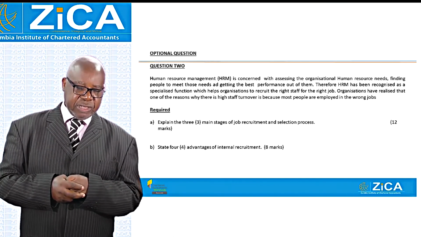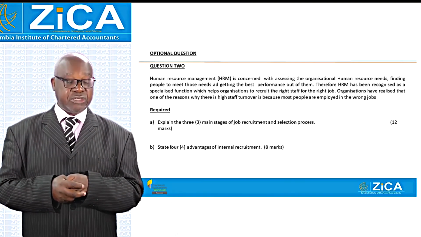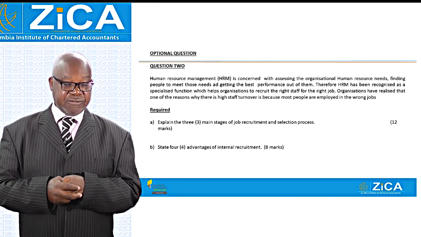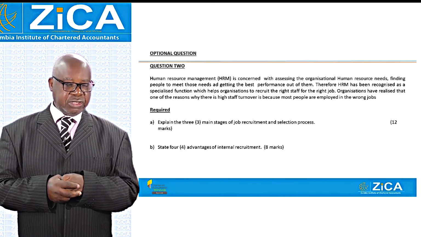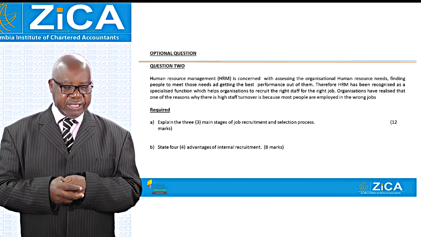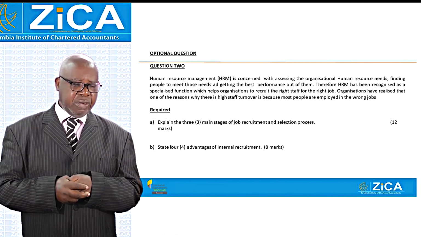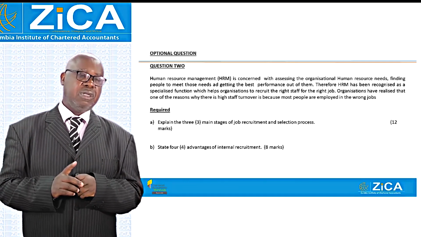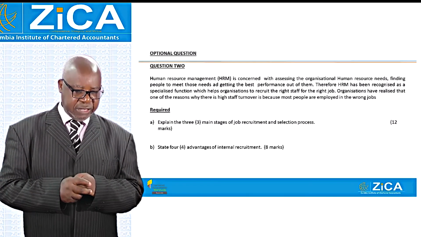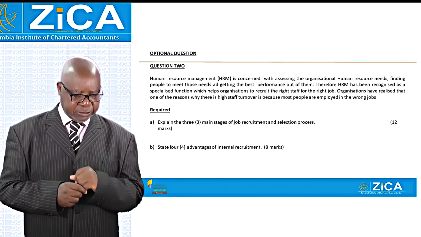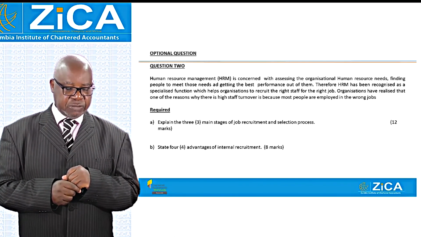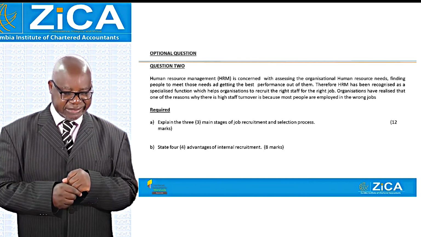Therefore, HRM has been recognized as a specialized function which helps organizations to recruit the right staff for the right job. Organizations have realized that one of the reasons why there is high staff turnover is because most people are employed in the wrong jobs. Now, this is what the question requires of every candidate who wrote that paper. A, explain the 3 main stages of job recruitment and selection process, and it is 12 marks.